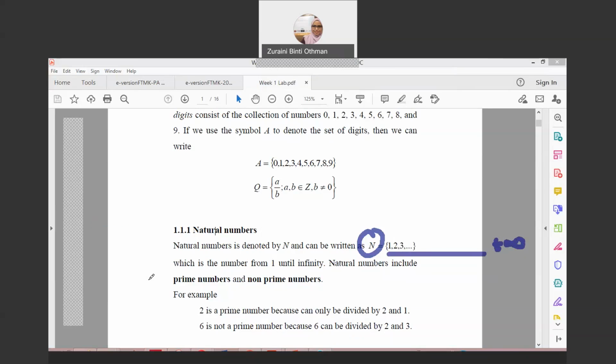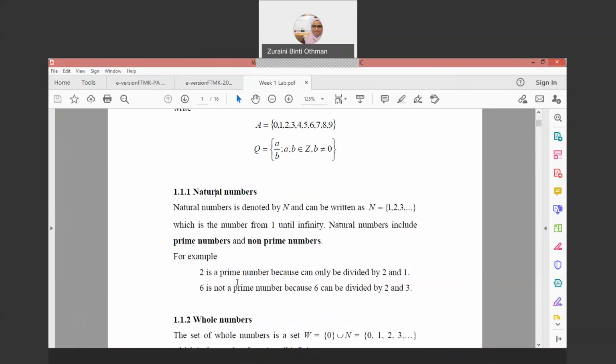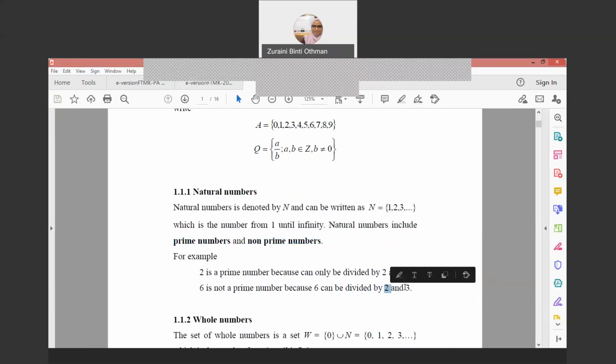That's the natural number. Inside the natural number there are prime number and non-prime number. This already know, right? We call it before in your secondary school, which is nombor perdana dan nombor bukan perdana. Nombor perdana tu apa? Nombor perdana tu ialah contohnya 2. 2 boleh dibahagikan dengan diri dia sendiri dan satu sahaja. Itu kita panggil sebagai nombor perdana. Kalau nombor tu contohnya 6, kita tahu 6 boleh bahagi dengan 2 dan 3. So itu bukan nombor perdana.